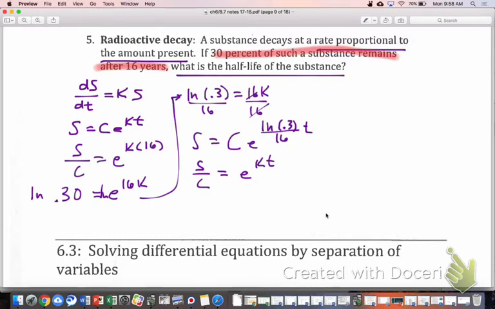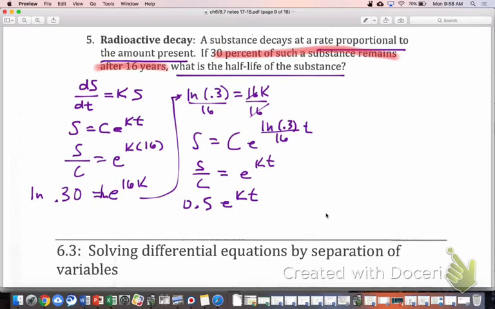I'm just writing it because it's faster this way. In this case, if I'm looking for half-life, what would the S over C ratio be? It'd be 0.5. It'd be half, yeah. So we could write 0.5 is equal to e to the kt. I'm looking for t this time.